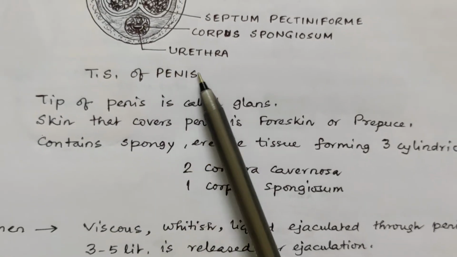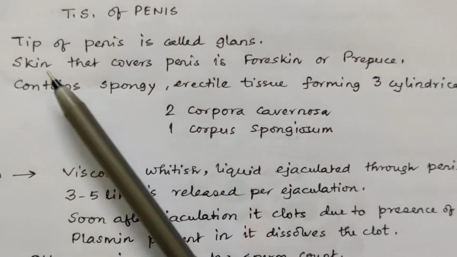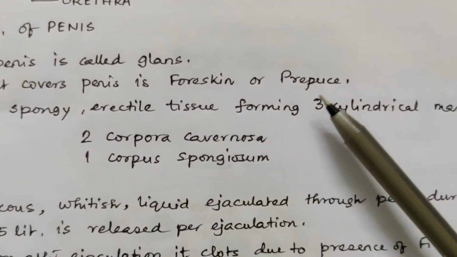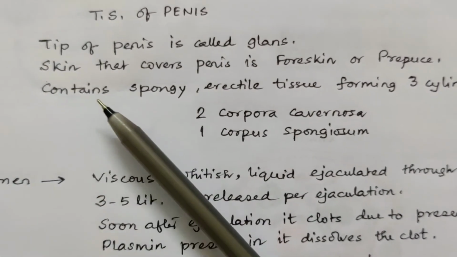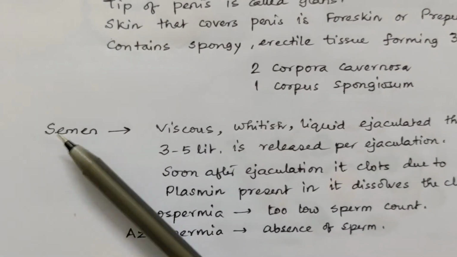The urethra is too big. The tip of the penis is called the glans penis. The skin that covers the penis is the foreskin or prepuce. It contains spongy erectile tissues, as I told you.